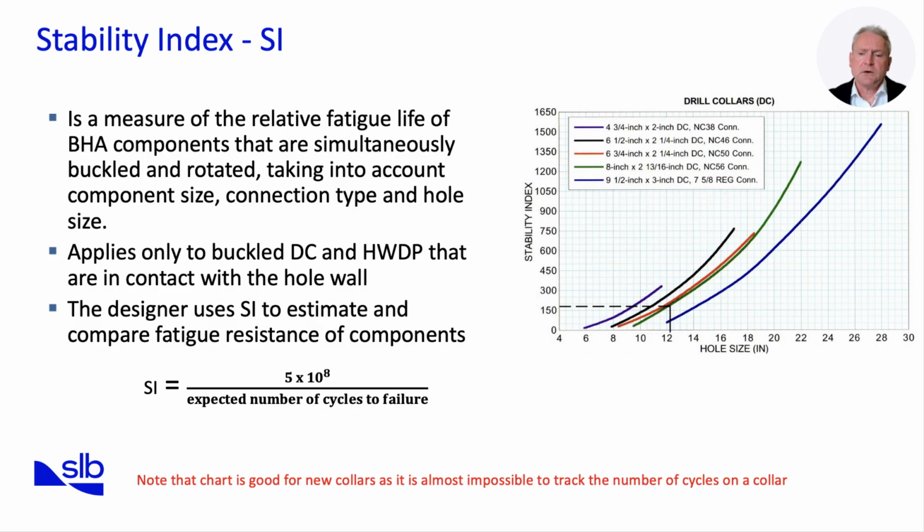The graph shown has the hole size on the x-axis and the stability index on the y-axis. The different coloured lines represent the various sizes of drill collars. This graph shows that the collars need to be large to maintain a low stability index. In the example shown, a line is drawn from the hole size of 12 1/4 inches to 8-inch collars in green. Then a horizontal line is drawn to the stability index. In this case, the stability index is 170. This can be substituted into the formula to calculate the expected number of cycles to failure.